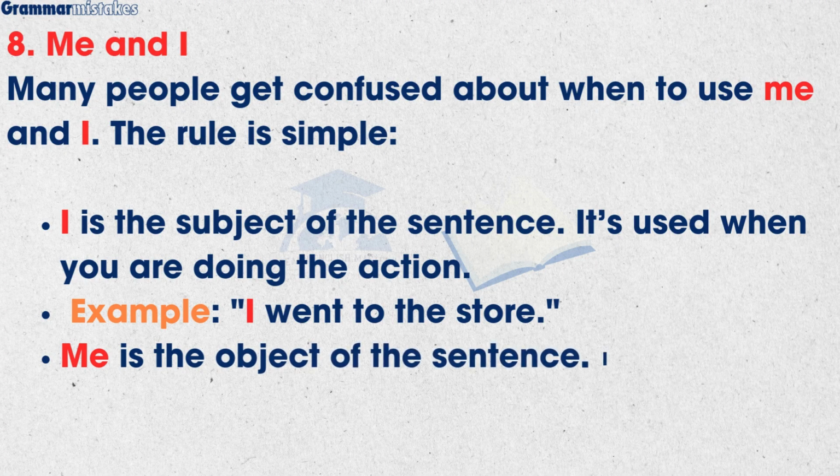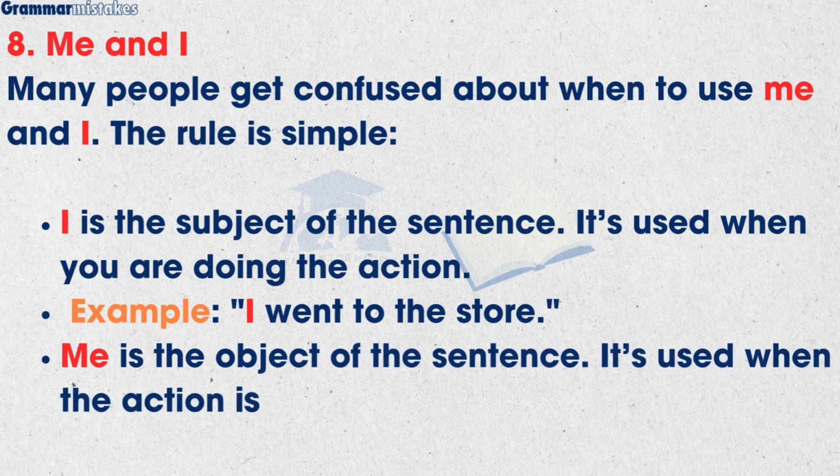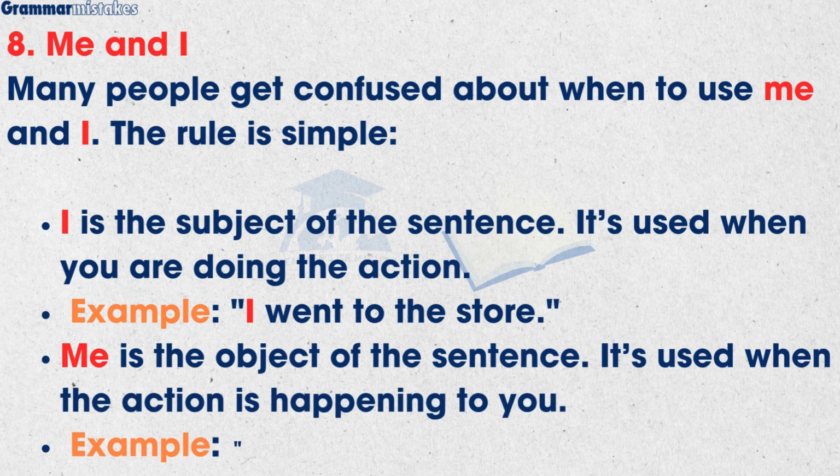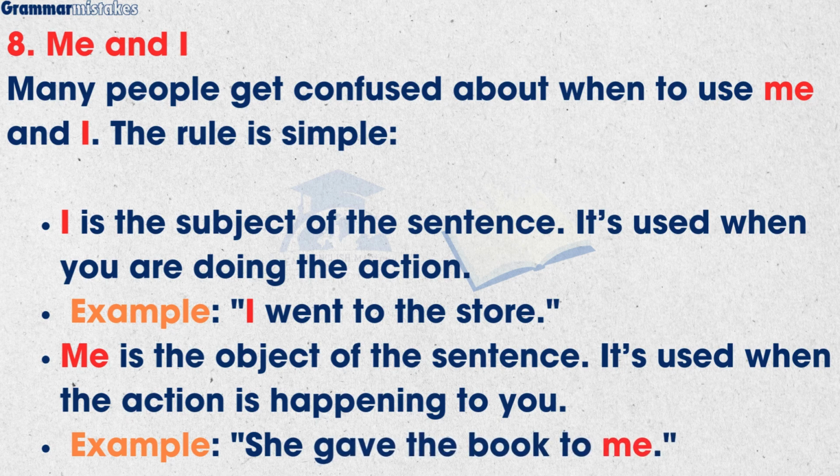Me is the object of the sentence. It's used when the action is happening to you. Example: She gave the book to me.